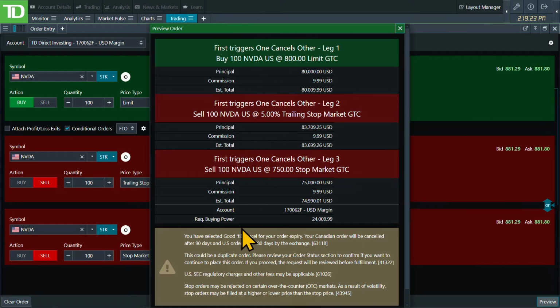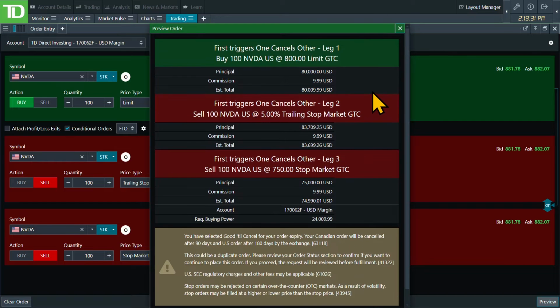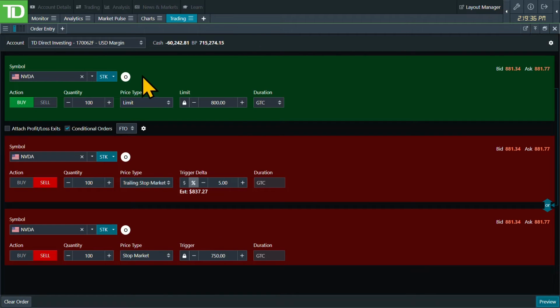We can hit the preview order one more time. It'll give us a summary. Again, any warnings you need to pay heed to, you can review them over here, and then you can go ahead and submit that order, and off it goes. We're just going to leave this one alone there for a second. So we just covered an OTO order.